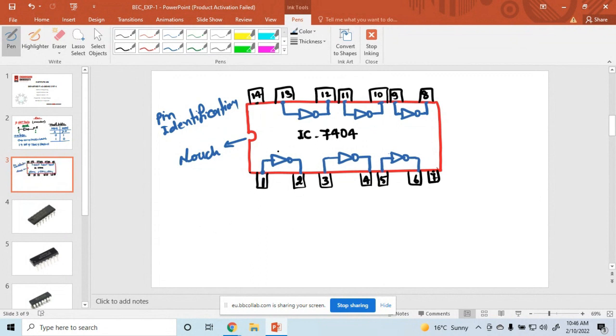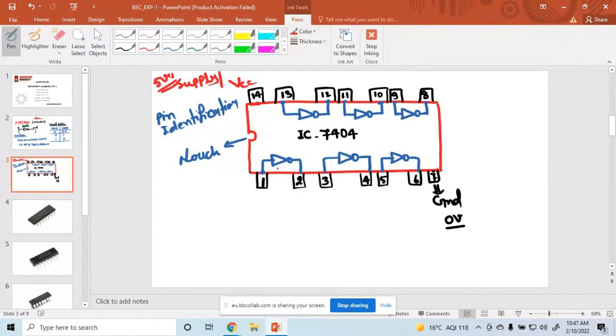Is that clear? So this NOT gate IC 7404 is a 14-pin IC. And here, pin number 7 is always ground, or simply you can say 0 volt. And pin number 14 is plus VCC, or you can say this is called the supply. Here you have to supply 5 volts. Is that clear to all? Pin number 14 is VCC. Pin number 7 is ground. And how many NOT gates are connected here? 6 NOT gates are connected in a single IC package.